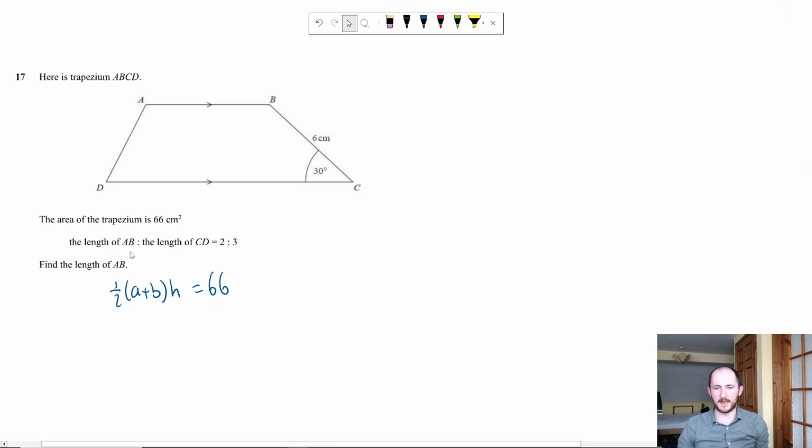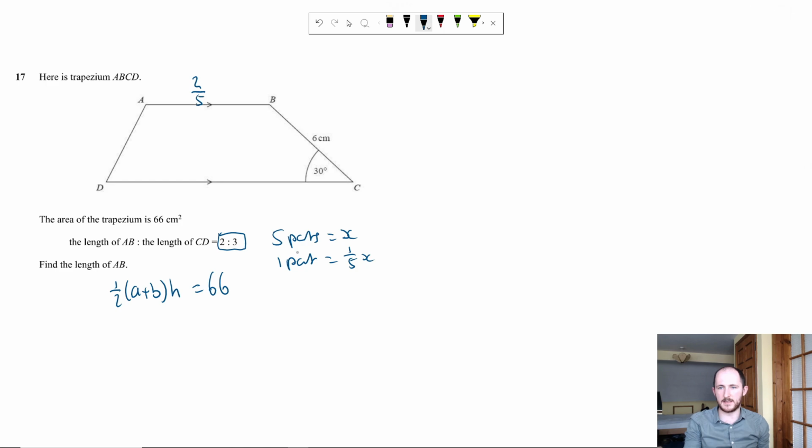The next thing they give me is that the length of AB to the length of CD is 2 to 3. So the way I'm going to write this is, if I say that the total length, the total parts, so 5 parts, equals x, which is some length, then 1 part is equal to 1/5 of x, so AB is 2/5 of x, and CD is 3/5 of x. Now that gives me just one unknown for this a plus b bit.